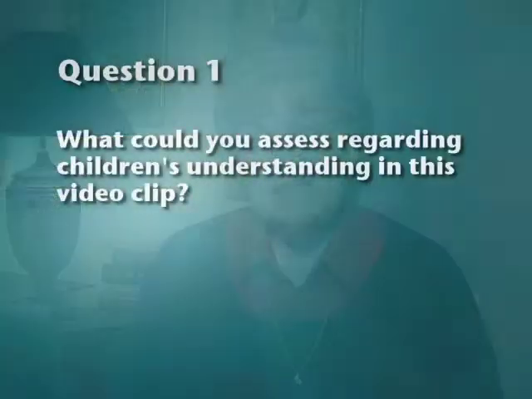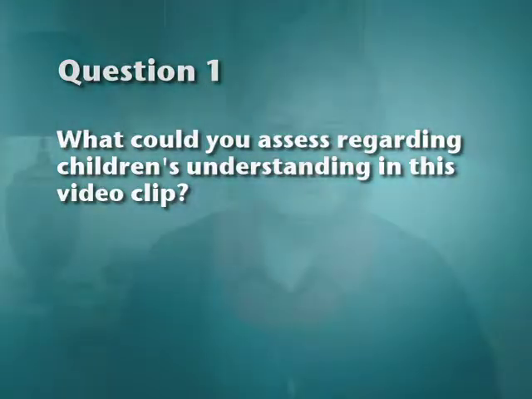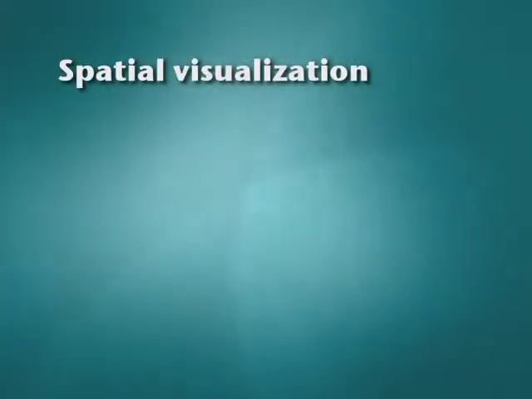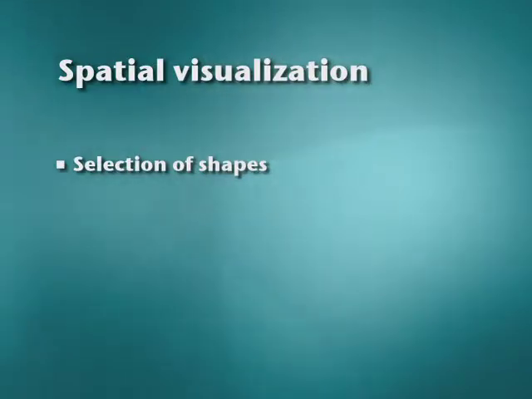Let's look at the first question. What could you assess about children's understanding based on this video clip? Well, I think there's quite a few things you could, but I think all of them fit under spatial visualization. Did you see how children selected the correct shapes? I think almost everyone was able to determine that the different pictures that I showed were made out of squares or triangles, and there was only 1 or 2 instances where the children selected the wrong shape. So they were able to remember what shapes were in the pictures.